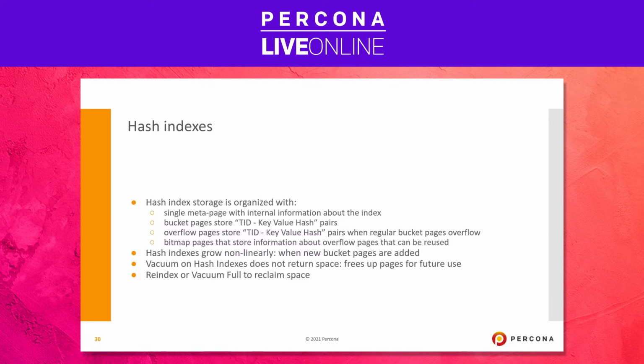The hash indexes are page-based and they don't grow linearly. The new bucket pages are added as you insert data, and the hash index tries to predict how many pages you will need. The vacuum of hash indexes doesn't return space. It only frees up pages for future use, like it marks overflow pages free and populates the bitmap pages with the correct information. And if you need to reclaim space, you have to reindex or vacuum full.